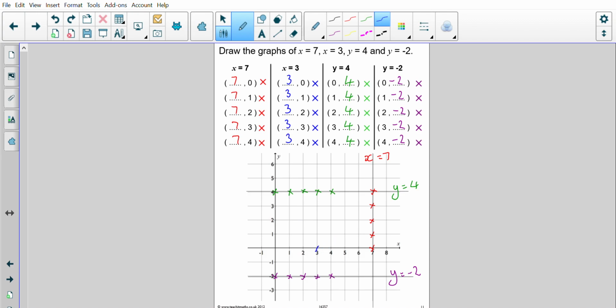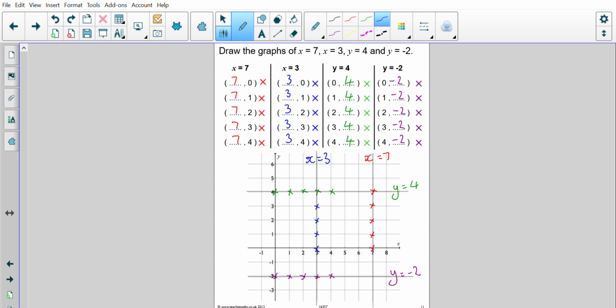Plotting, we get 3, 0, 3, 1, 3, 2, and 3, 4. So joining up those points and extending the line, I get my vertical line there again. And let's see if we can use a blue pen to label it with x equals 3. Again, it's a vertical line and it goes through 3 on the x-axis.